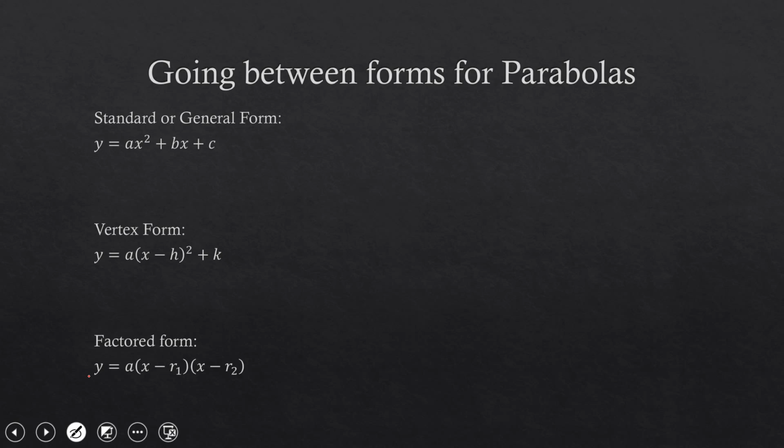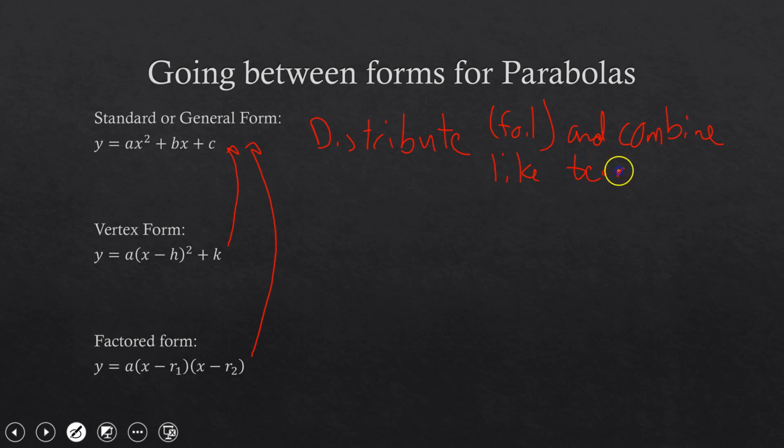We'll first start off with the easy ways. If you wanted to go from factored or vertex form to the standard form, this is just a simple distribution and combining of like terms. So you distribute using your FOIL strategies, and then combine like terms. That's not the most interesting way of going about this, but it's going to work.